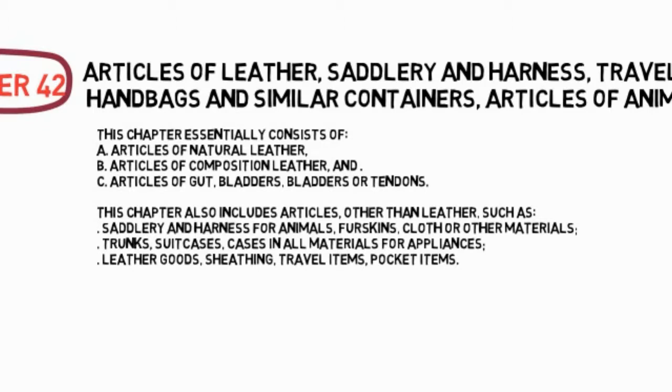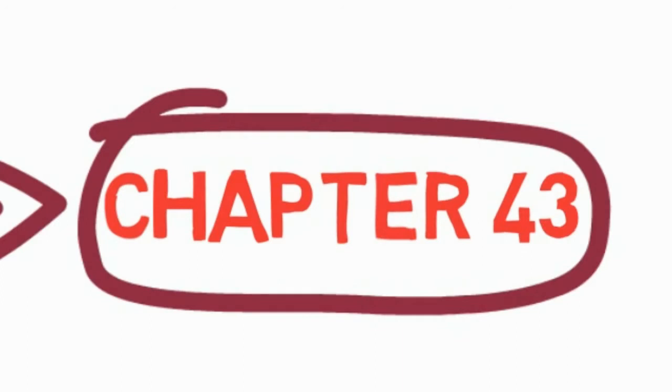It should be noted that this chapter also includes a large number of articles in materials other than leather, such as saddlery and harness for animals, furskins, cloth or other materials in number 4201, trunks, suitcases, cases and all materials for appliances, leather goods, sheathing, travel items, pocket items, spectacle cases, wallets, purses, cigarette cases for example.